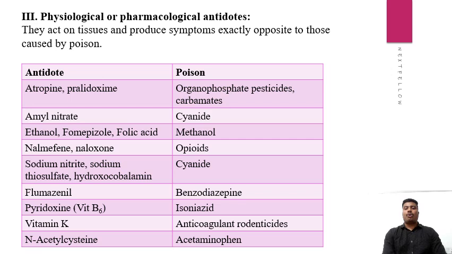Nalmefene and naloxone are used in opiate poisoning. Sodium nitrite, sodium thiosulfate, hydroxocobalamin are used in cyanide poisoning. Flumazenil is used in benzodiazepine poisoning. Pyridoxine is used in isoniazid poisoning. Vitamin K is used in anticoagulant rodenticides. And N-acetylcysteine is used in acetaminophen poisoning.